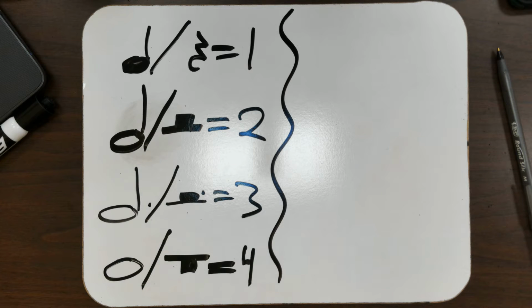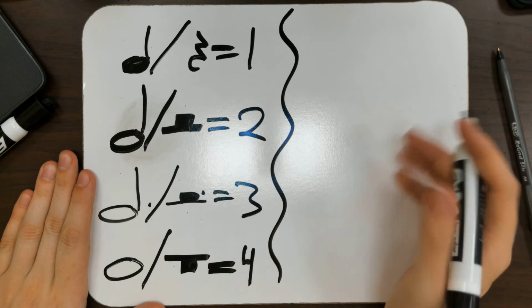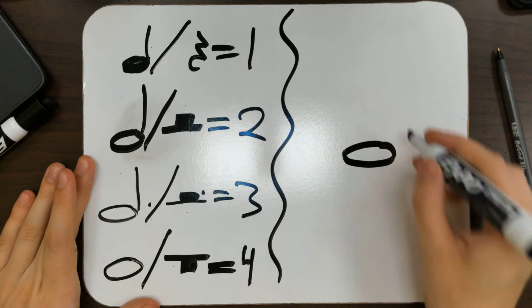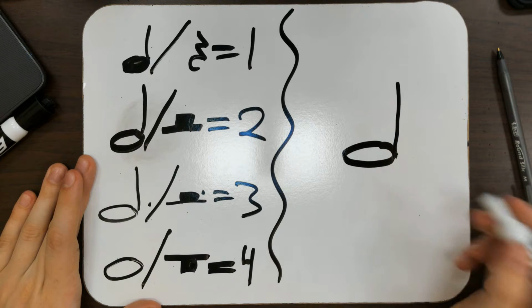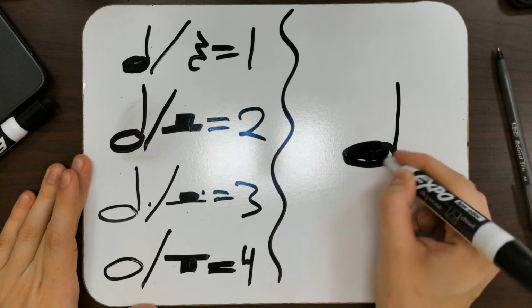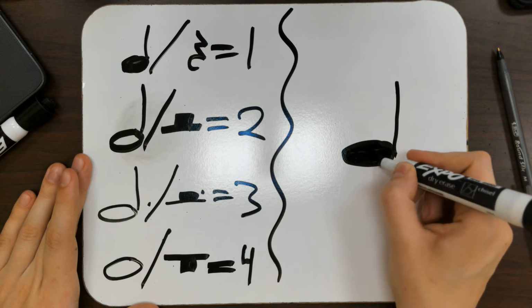One thing that you may have noticed as we've gone along is that the more complicated a note is to draw, the shorter it is. If I just draw a circle, that's worth 4 beats. If I add a stem to it, suddenly it's worth 2. And if I fill it in, it's worth 1. The dots are the exception to this rule.